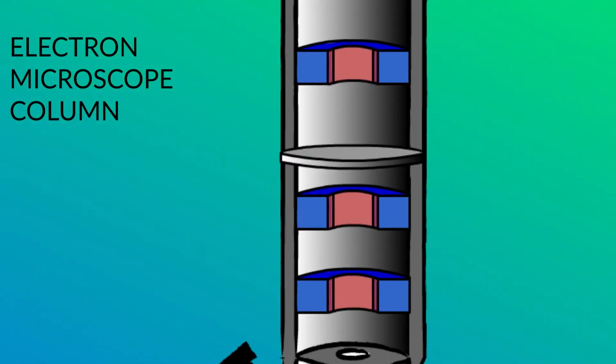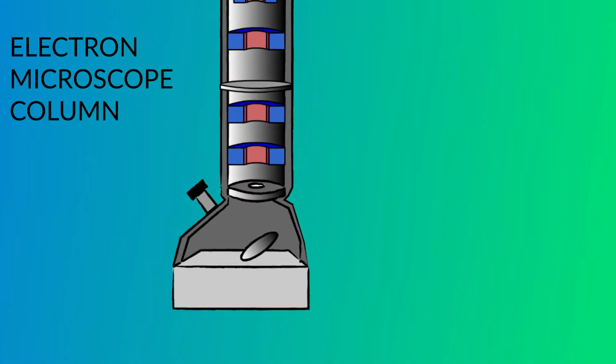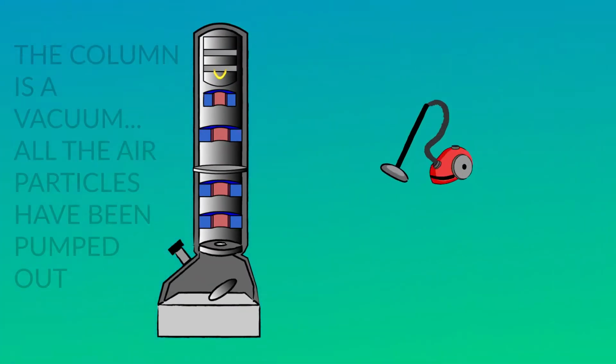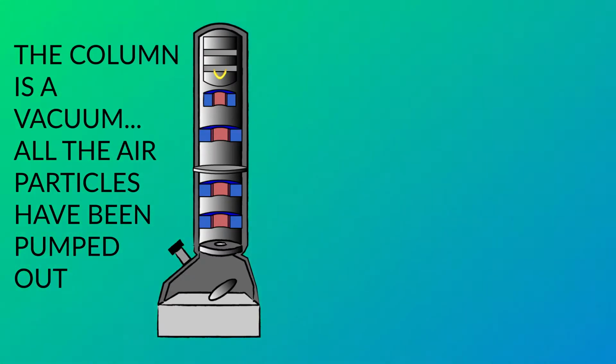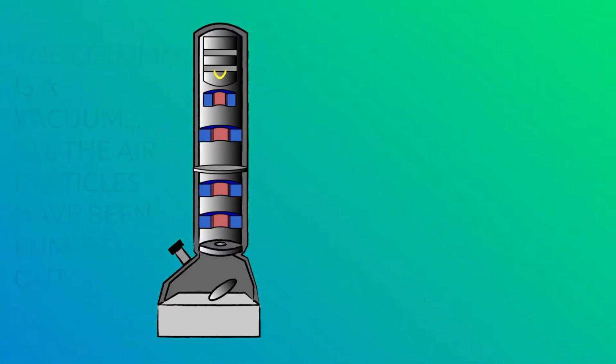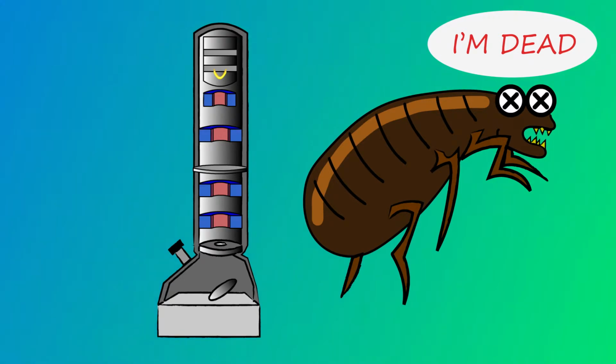This is the inside of an electron microscope column. The electron column is a vacuum, therefore all the air particles have been pumped out. This means that whatever you want to look at in the electron microscope column cannot be living.